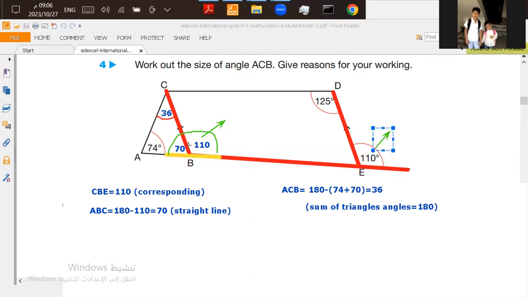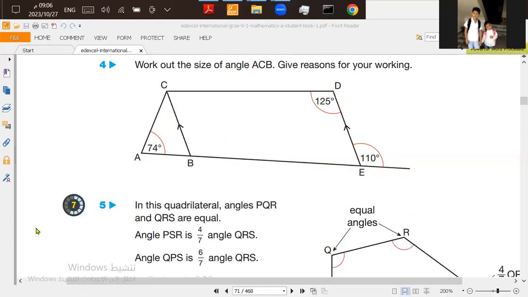I think in a straight line معناها هذه 70. نقصناها من 180. We got 70. And then we add this with this, and we subtract from 180. We get 36. Now, let's move on to the next question.